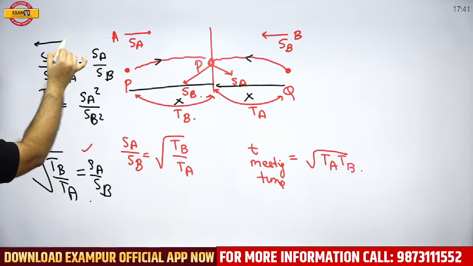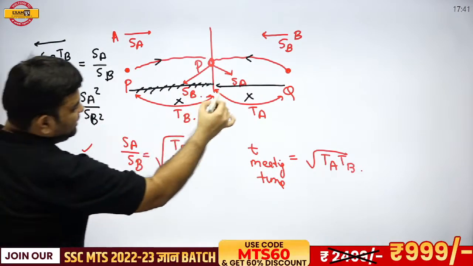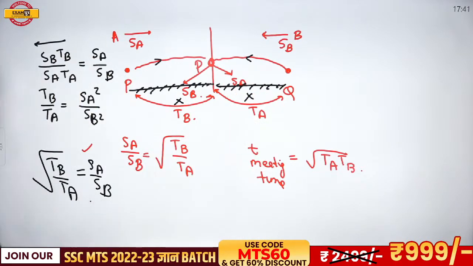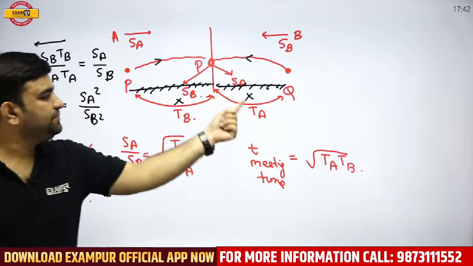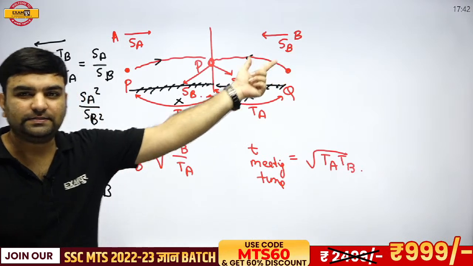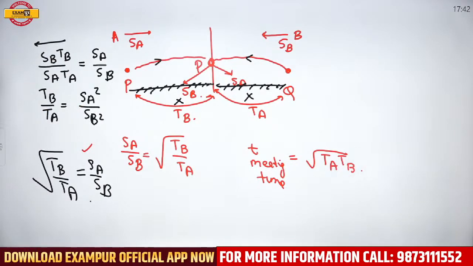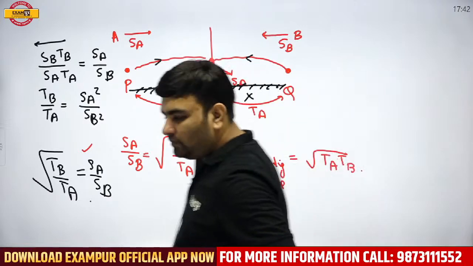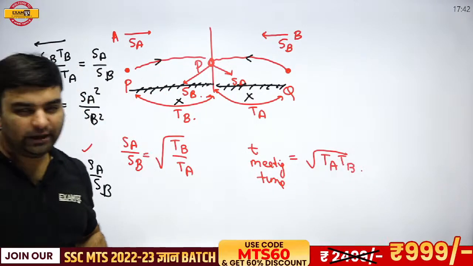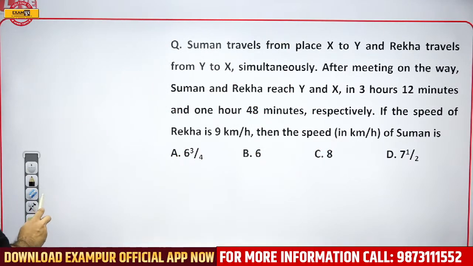This is the distance, SB into TB, and SA into TA is this distance. They are in the proportion of the speeds SA and SB. Clear to all? Two to three questions will come over it. Just enjoy it.